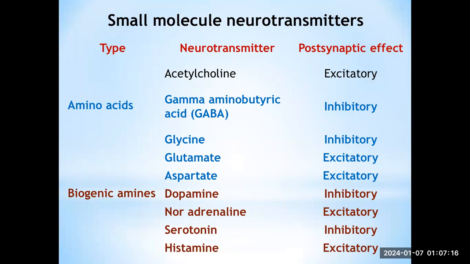Small molecule neurotransmitters, as I pointed out earlier, are acetylcholine, which has an excitatory effect; amino acids like GABA, gamma-aminobutyric acid, which has the inhibitory effect; glycine, inhibitory; glutamate, excitatory; aspartate, excitatory; and biogenic amines like dopamine, inhibitory; noradrenaline, excitatory; serotonin, inhibitory; and histamine, excitatory.